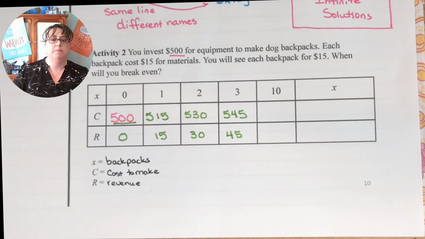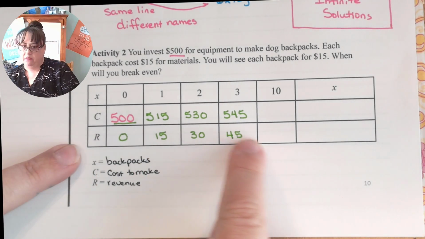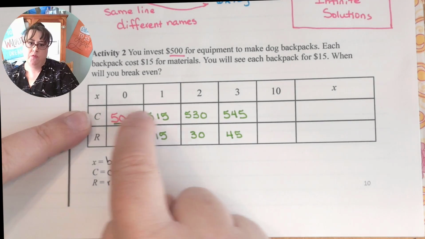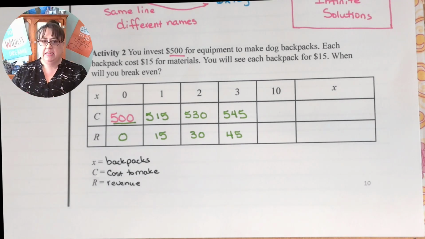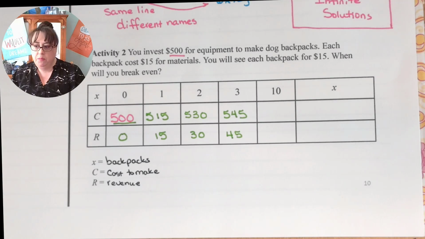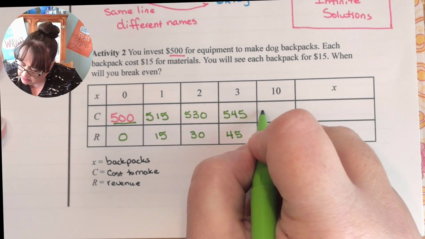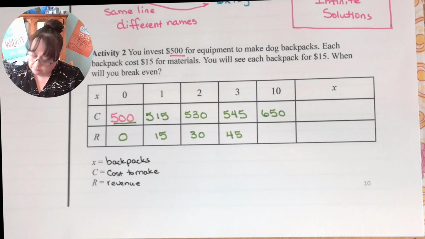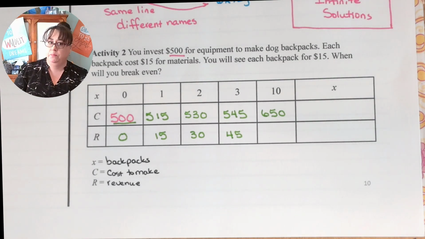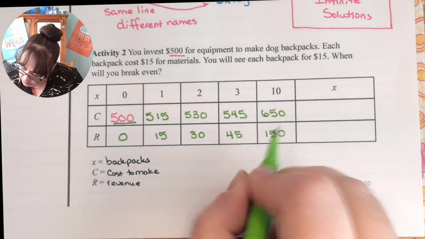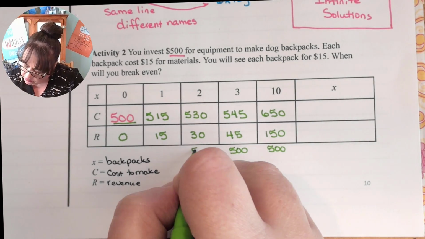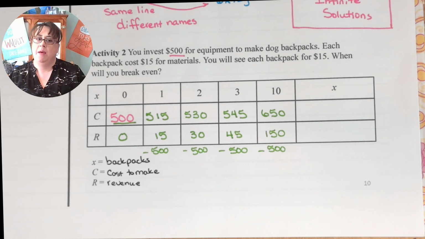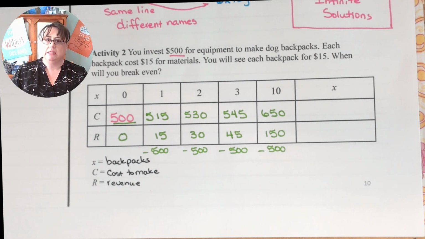The question becomes, is this here growing fast enough that it will ever overtake this? Well, at 10 backpacks, 15 times 10, that's how much more money you had to spend. That would be $150 more. So you spent $650, but you made money. You made $150. You're still in the hole $500. Each time you're in the hole $500. It doesn't look like you're ever going to make up your $500 of your initial cost.